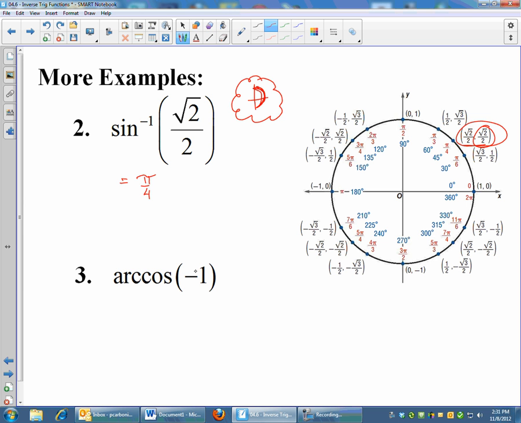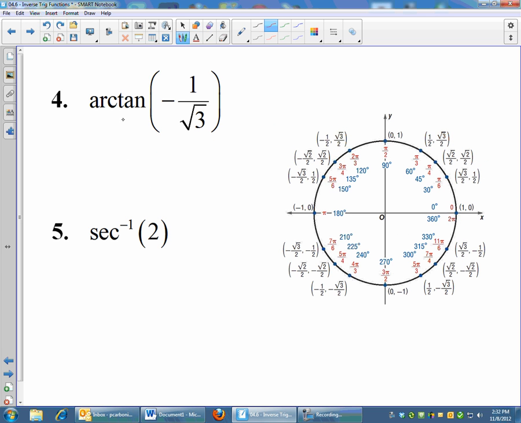Number 3, the inverse cosine of negative 1. That means I need the angle where cosine is negative 1. Cosine is the x-coordinate, is negative 1 right here, and that's at pi radians. By the way, I have flips to answer in radians. Pi radians, if you wanted to say 180 degrees, that would be correct also. Same thing here, pi over 4, or if you wanted to say 45 degrees, that would be fine. Just make sure you include the little unit symbol, the degree symbol. Let's see. So there's inverse sine and inverse cosine. Inverse tangent.